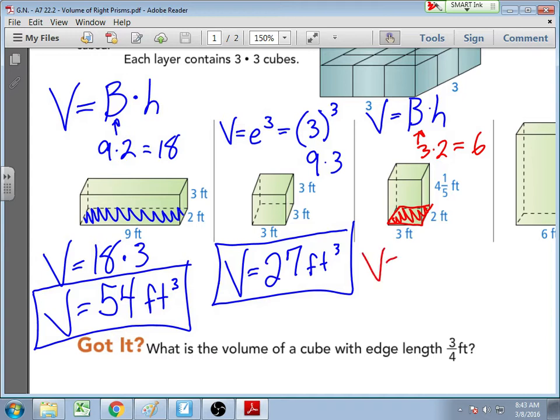I then will plug that into my formula, 6 times my 4.2. Remember that 1/5 is actually 0.2. If I distribute that multiplication, 6 times 4 gives me 24, and then 6 times 0.2 gives me 1.2. I can add those together and get a total volume of 25.2 feet cubed.